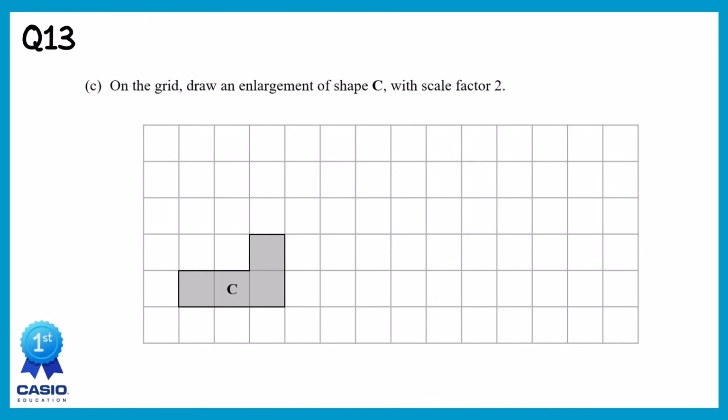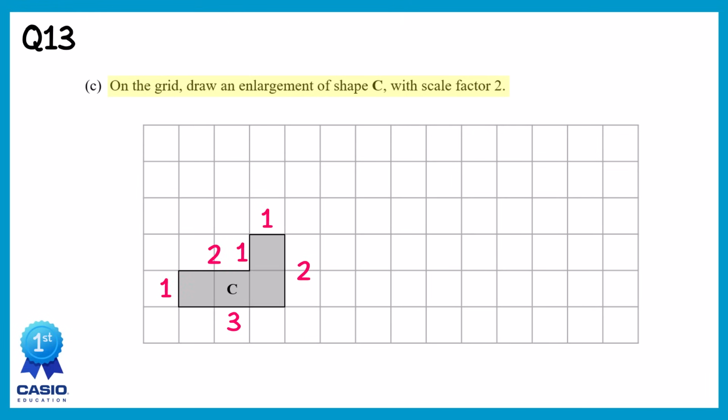In the final part of this question, we need to do an enlargement of shape C with scale factor 2. Scale factor 2 means it needs to be twice as big. Let's write down the lengths of the sides of shape C. On the bottom here it's 3 squares, the height on the right hand side is 2, then going along the top we have 1 and 1, then this one's 2 and this one's 1.